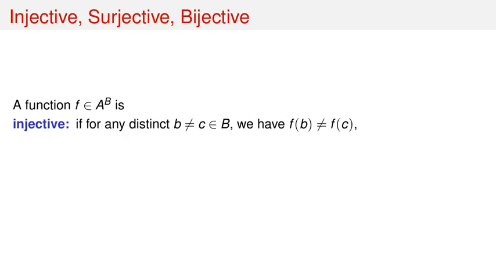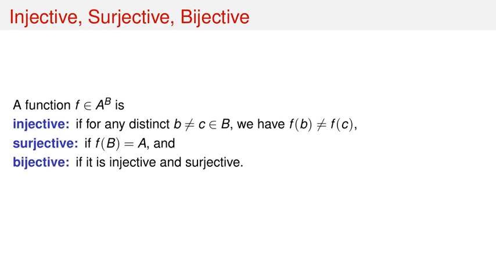Now let's discuss some properties of functions. A function f in A superscript B is injective if for any two distinct elements b and c in B, b not equal to c, their images under f are also distinct. So f of b is not equal to f of c. A function is surjective if its range is equal to its codomain, meaning f of B equals A. And a function is bijective if it is both injective and surjective.